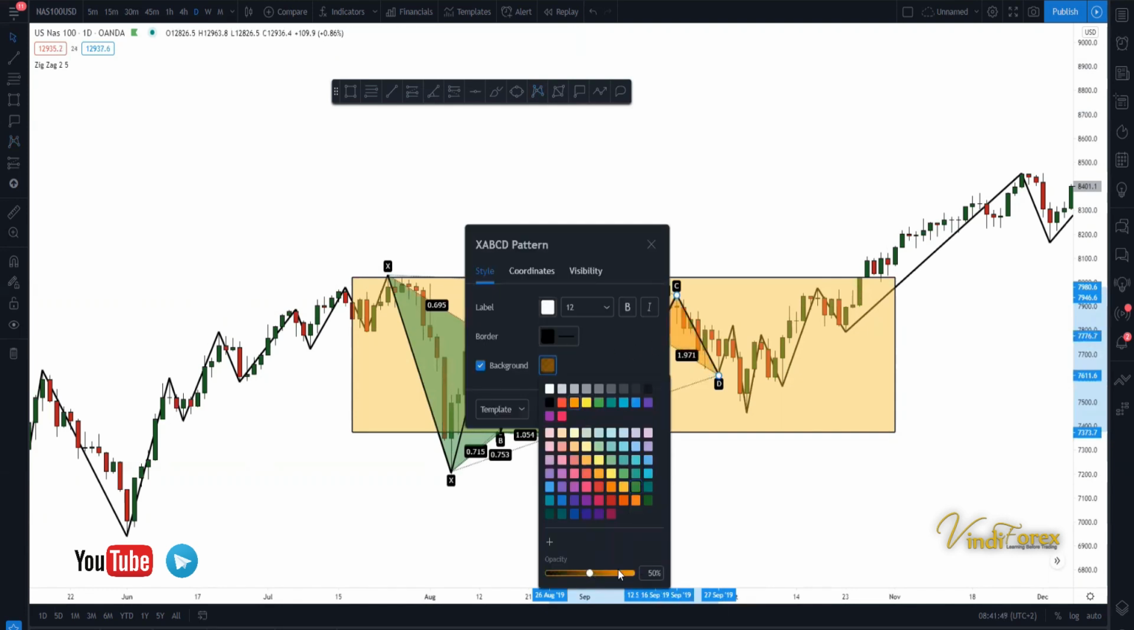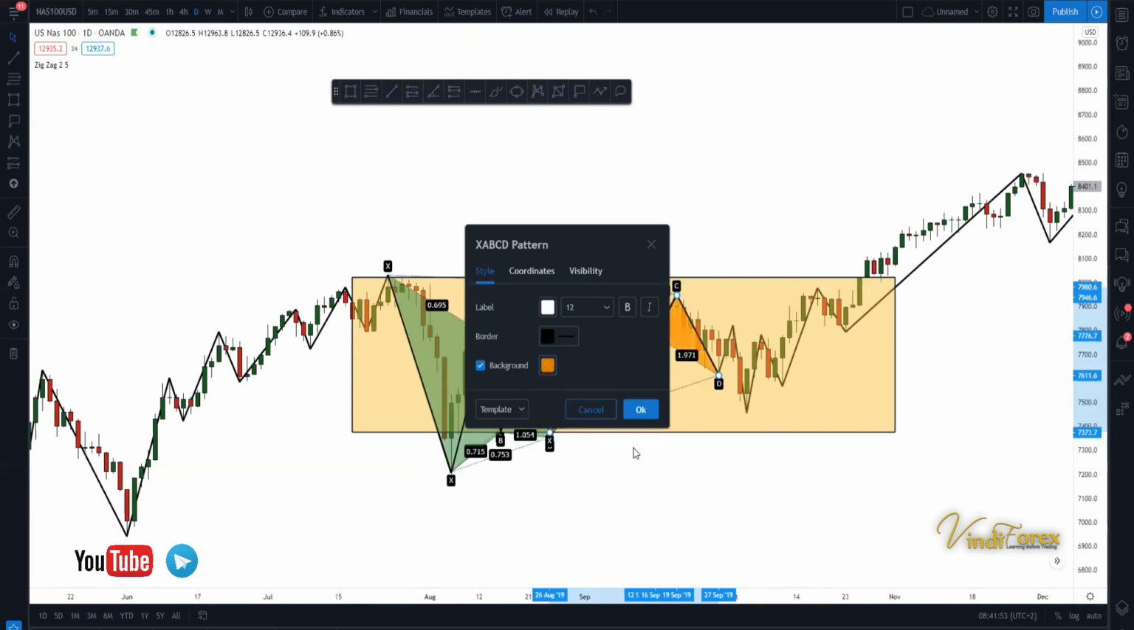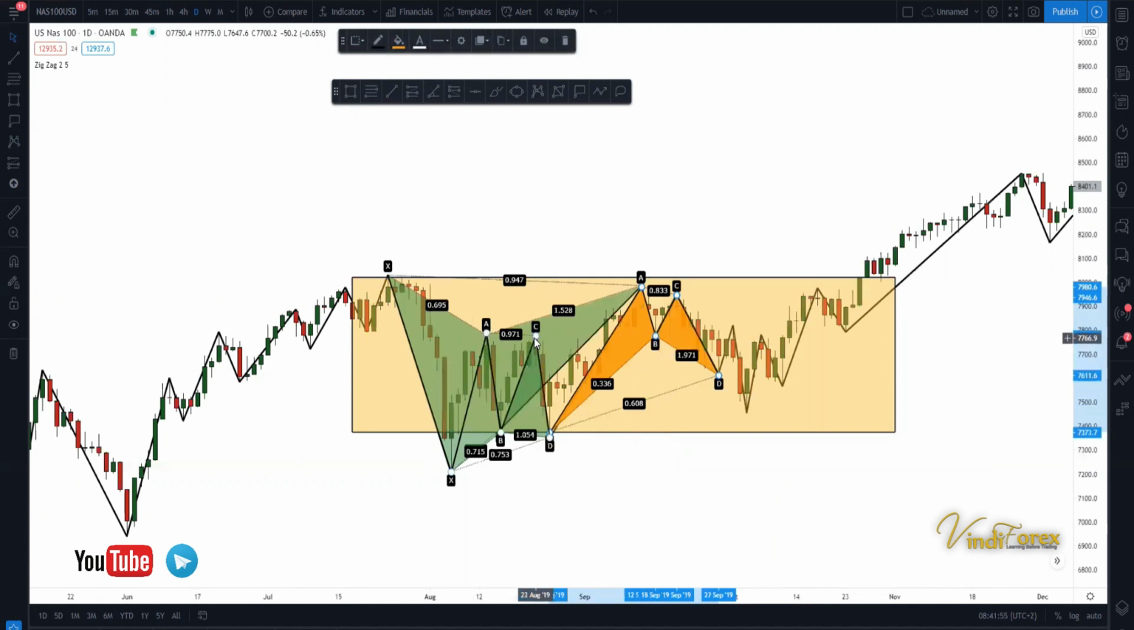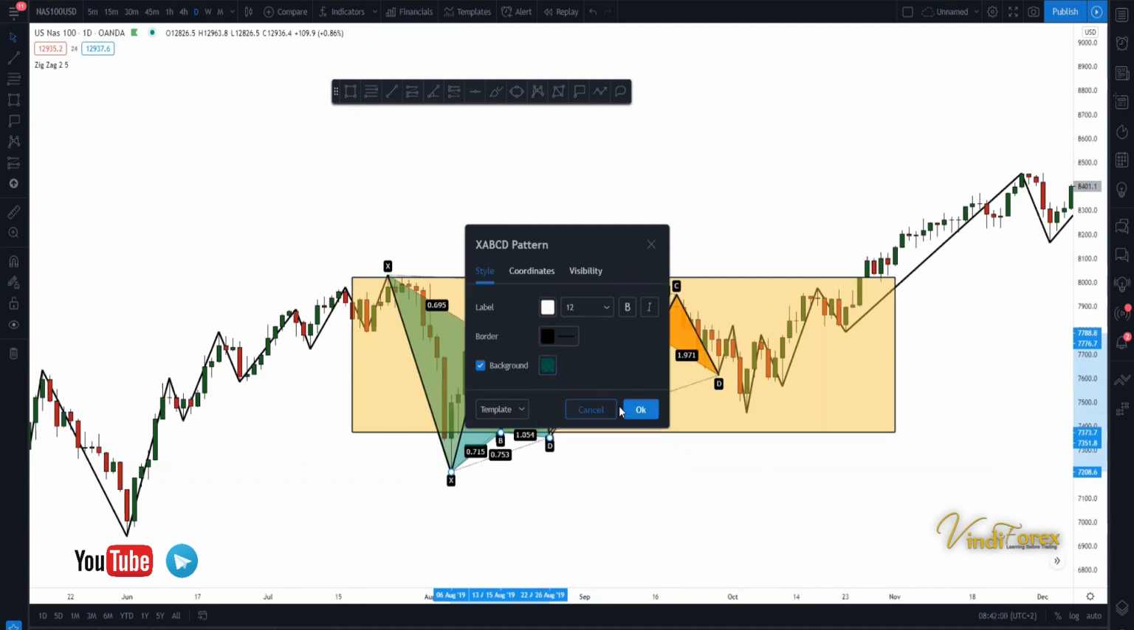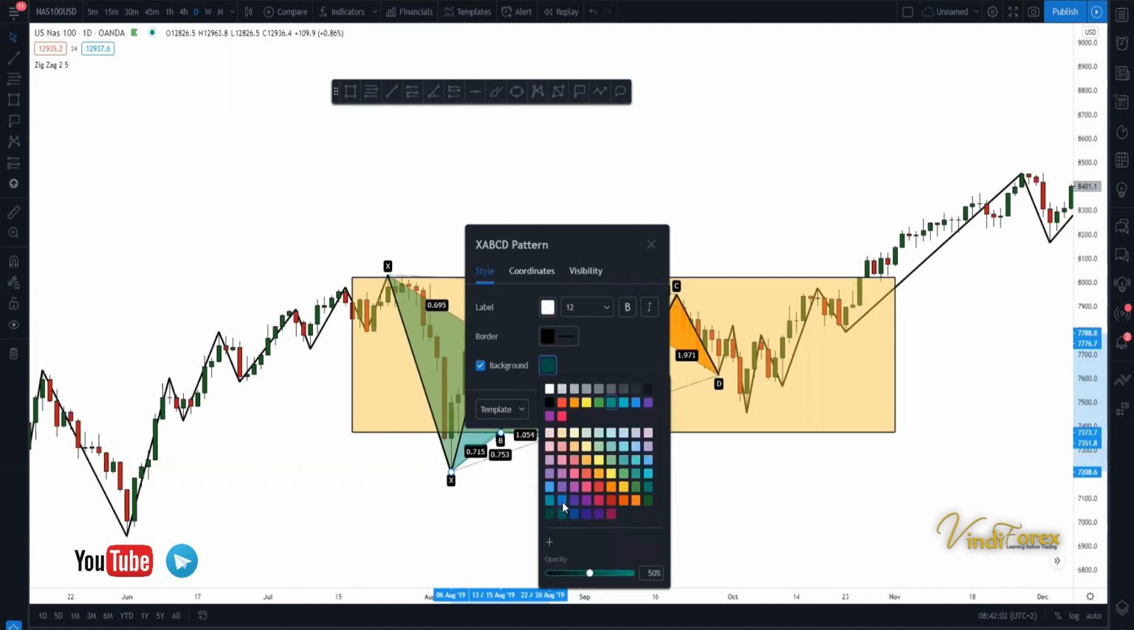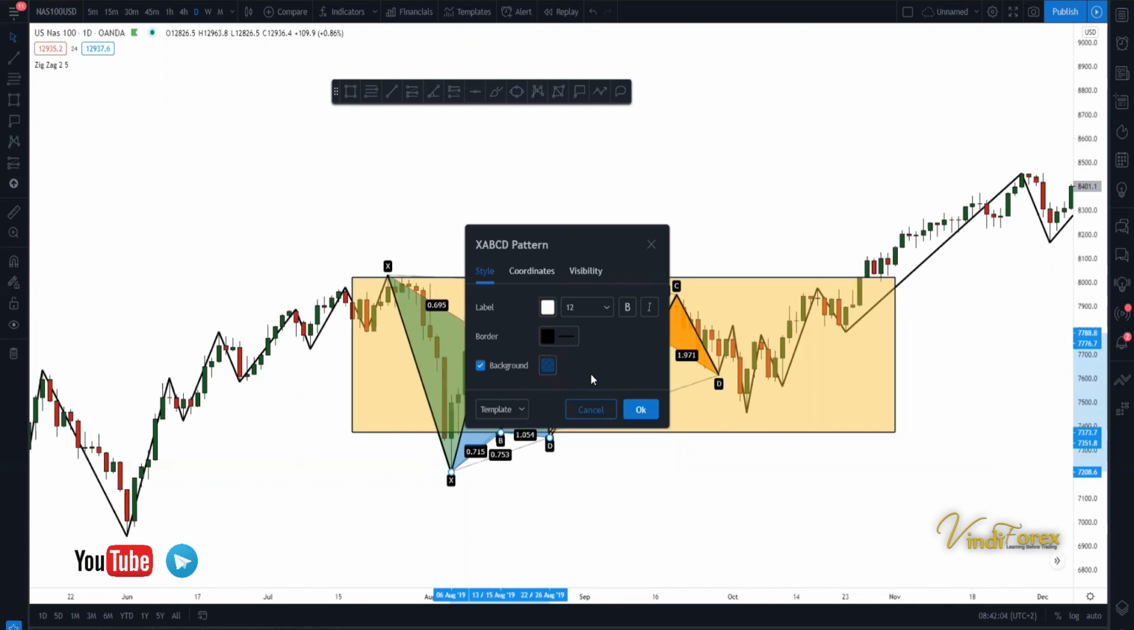Okay, let's change the color for that one. That is another one. If you change the color on this one, that is another one.